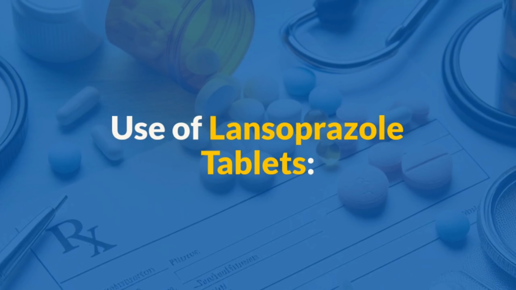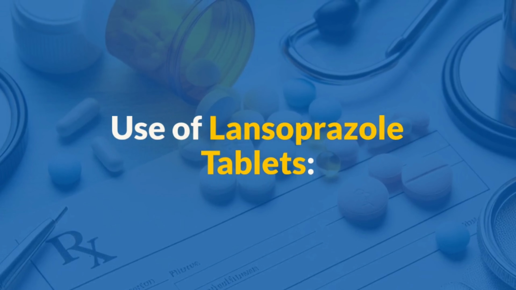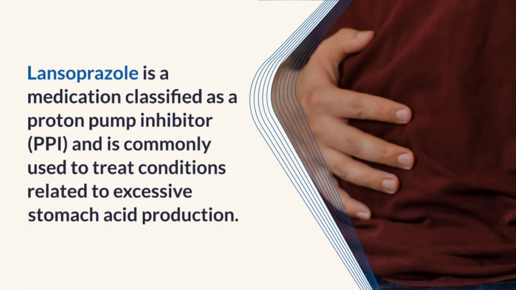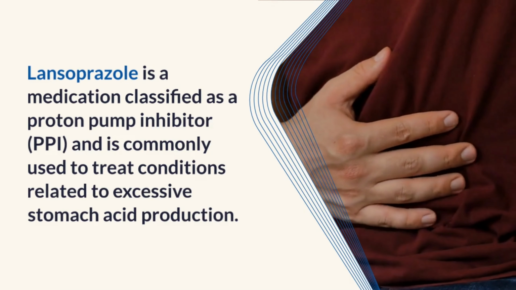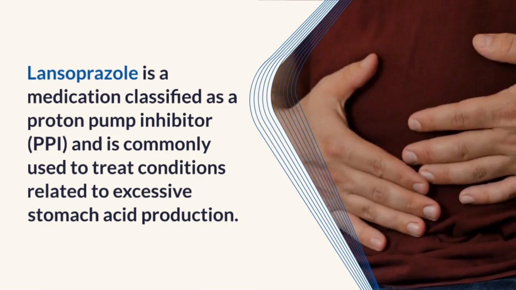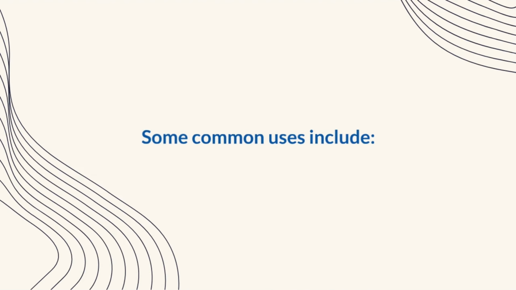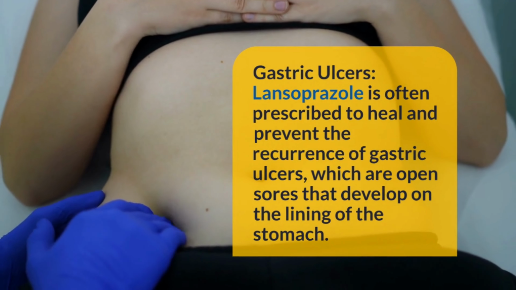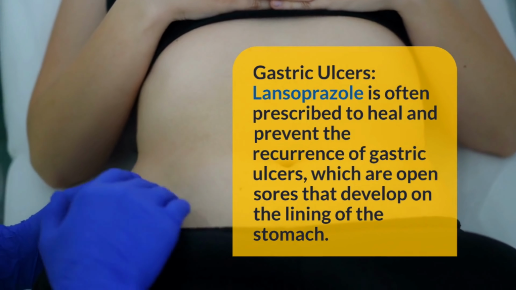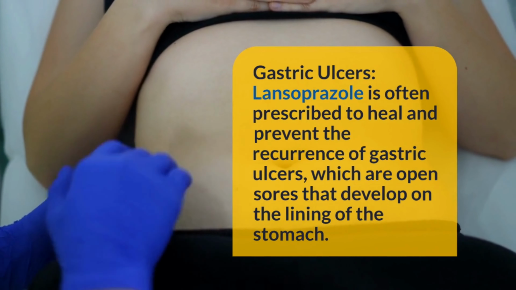Now, let's get started. Starting with use of lansoprazole tablets. Lansoprazole is a medication classified as a proton pump inhibitor and is commonly used to treat conditions related to excessive stomach acid production. Here are some common uses. Lansoprazole is often prescribed to heal and prevent the recurrence of gastric ulcers, which are open sores that develop on the lining of the stomach.